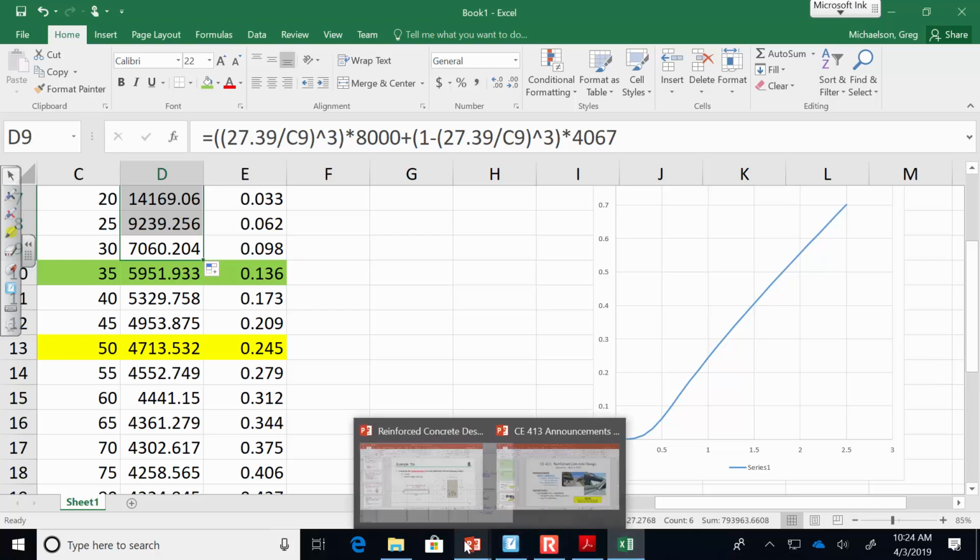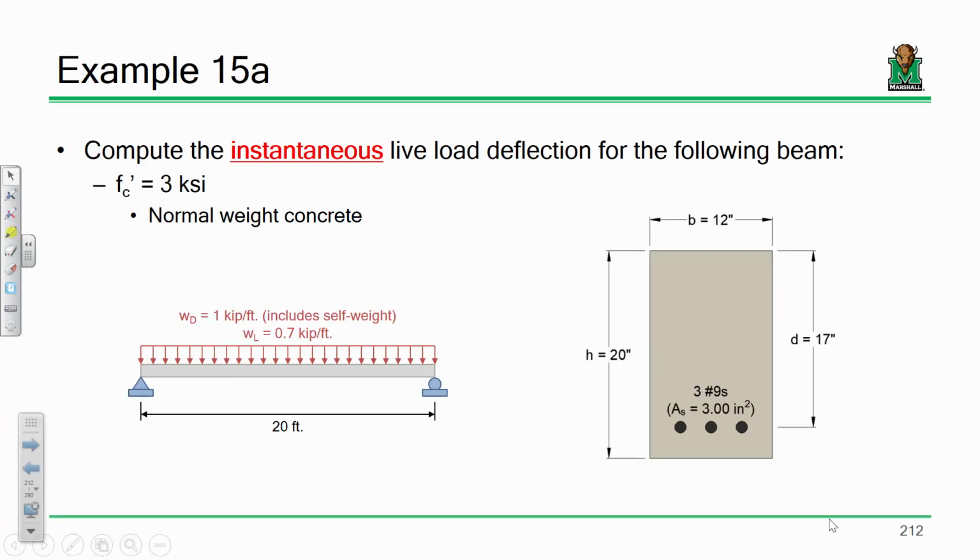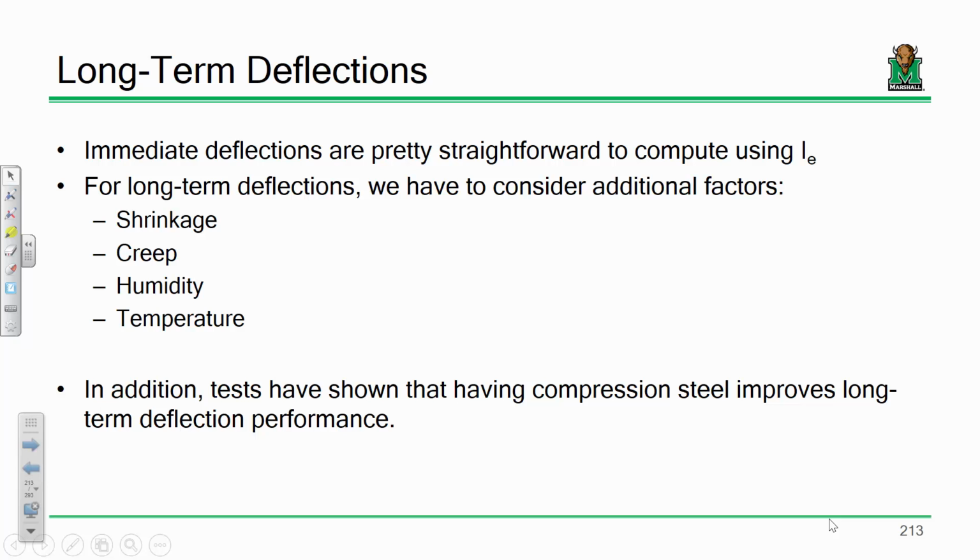Okay. All right. So just to be clear, I want to make sure that everybody's clear on the example. The purpose of the example was to compute the instantaneous live load deflection. What's the answer? That's the answer because we take the dead plus the live minus the dead to get a deflection of 0.222. Everybody good? Now, here's the thing. That's not the end of the story, okay?